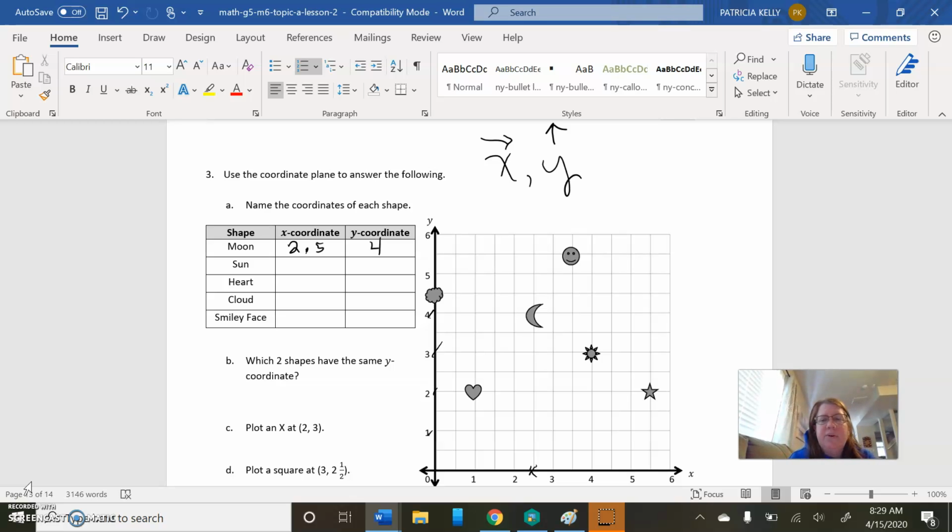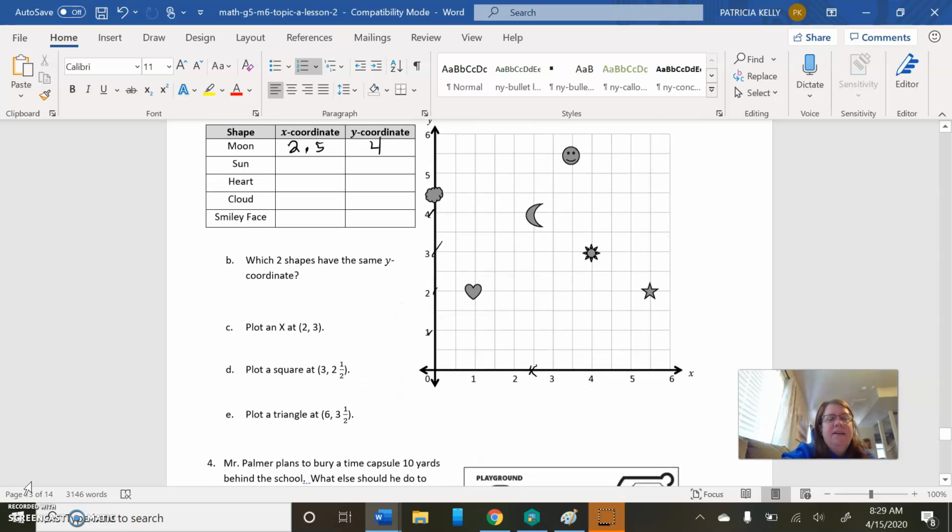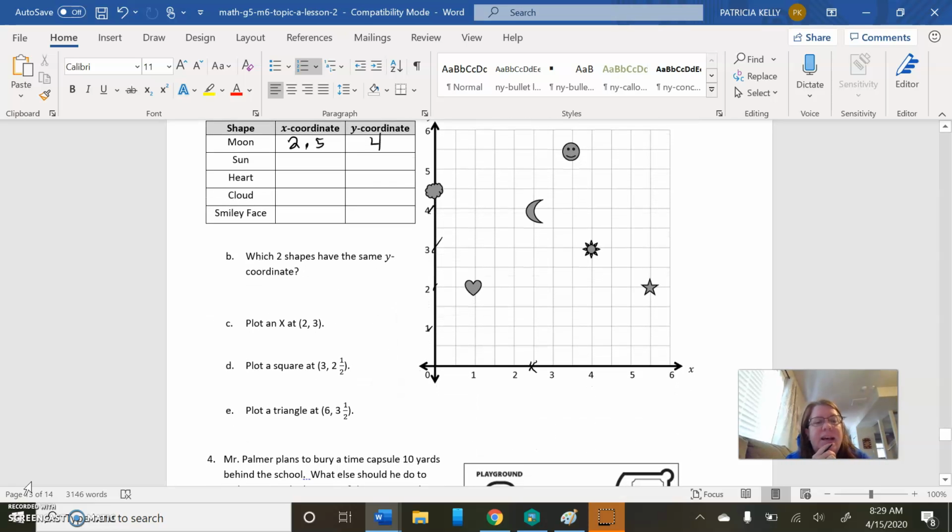And there are more questions and it asks you to plot some other things. Okay? If you plotted them as a fraction and you said 2.5 as a fraction like they did in E, that's fine. Or if you said 2.5 as a decimal, it's the same thing, right?